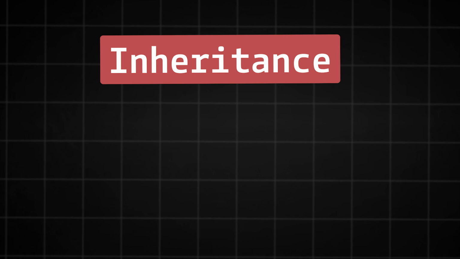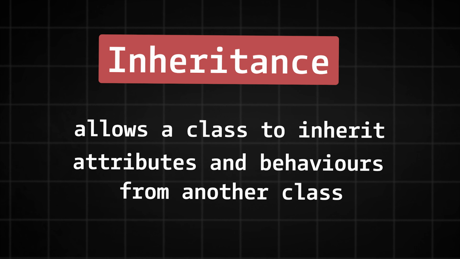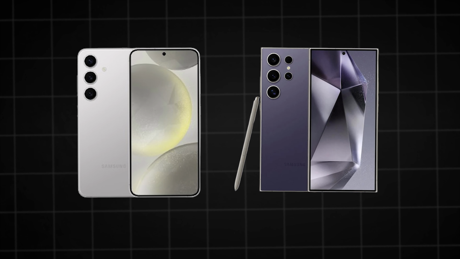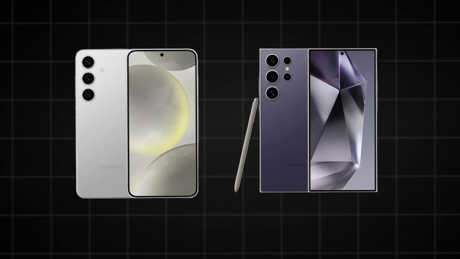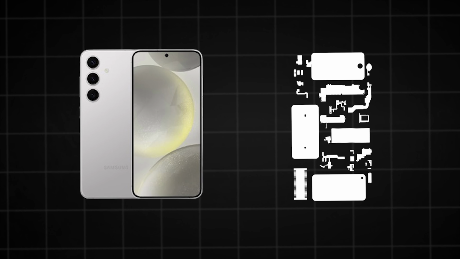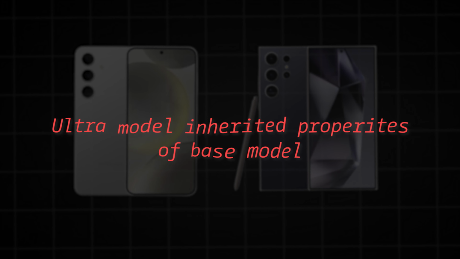After this, we have inheritance. It is a concept that allows a class to inherit attributes and behaviors from another class. For example, S24 has base model and the Ultra model. These two phones are almost same with some upgrades in Ultra model. So while making, they may take the base model parts and only change the required components. So we can say Ultra model inherited properties of base model.